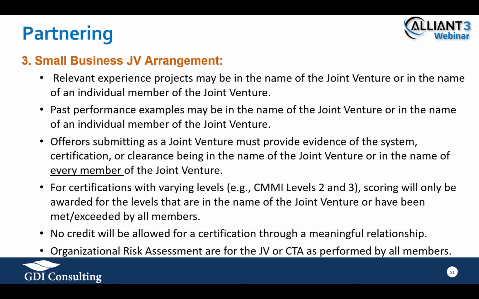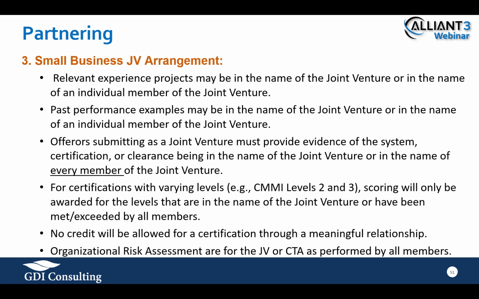Fairly similar. Relevant experience projects may be in the name of the JV or in the name of an individual member of the joint venture. Past performance examples may be in the name of the joint venture or the individual members. Offers submitting as a joint venture must provide evidence of system certification clearances being in the name of the JV or in the name of every member of the joint venture. So again, the same thing as in large businesses. For EVMS, either it's in the name of the JV or all the partners plus the prime must have EVMS.